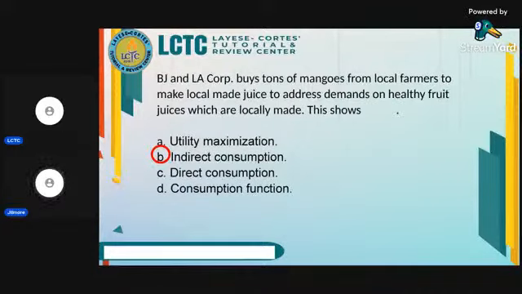Here, indirect consumption. BJ and LA Corporation buys tons of mangoes from local farmers to make local-made juice to address demands on healthy fruit juices which are locally made. Indirect consumption. The company is consuming mangoes, but the finished product which will be consumed by the consumers are the fruit juices. Okay, indirect consumption. Let's proceed.